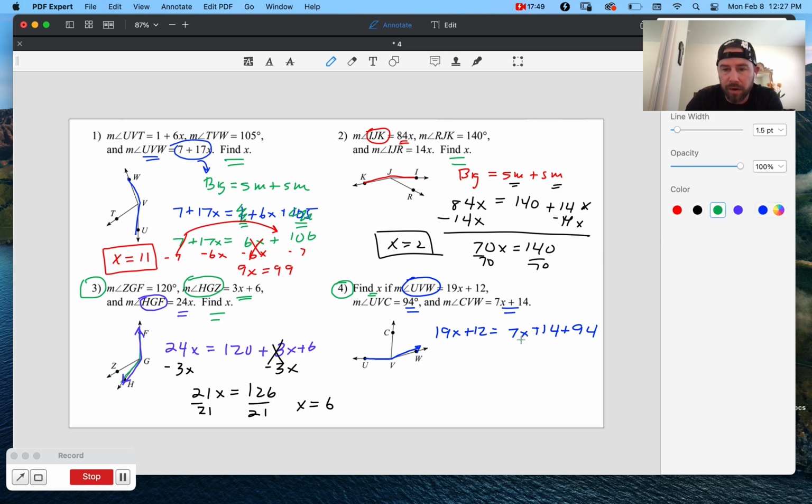Okay, so I'm going to move the small variable, minus 7x, minus 7x. I'm going to subtract 12 from both sides. So what do I have here? 12x equals, and if you look, I have 14, I have 94, and I have 12. So I think it's 96. If you add them all, divide by 12, and I think x is 8.